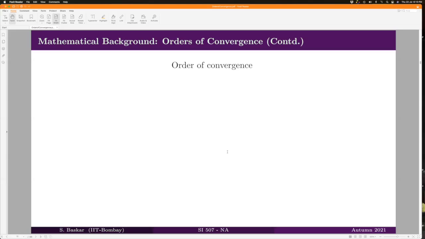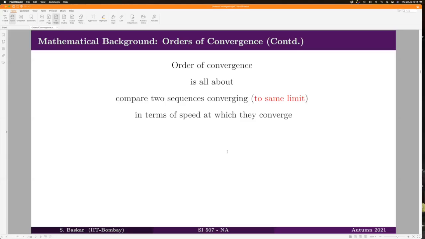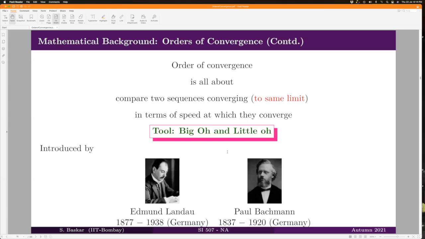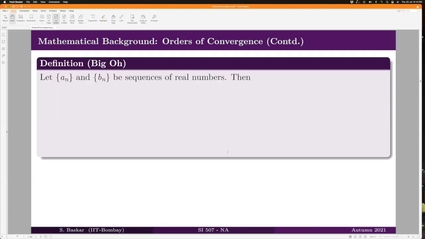The order of convergence is all about comparing two sequences converging to the same limit in terms of the speed at which they converge. What is the tool that we use to study this? Well, these are big O and little o. Let us define these two notations. Let us take the first one, big O.